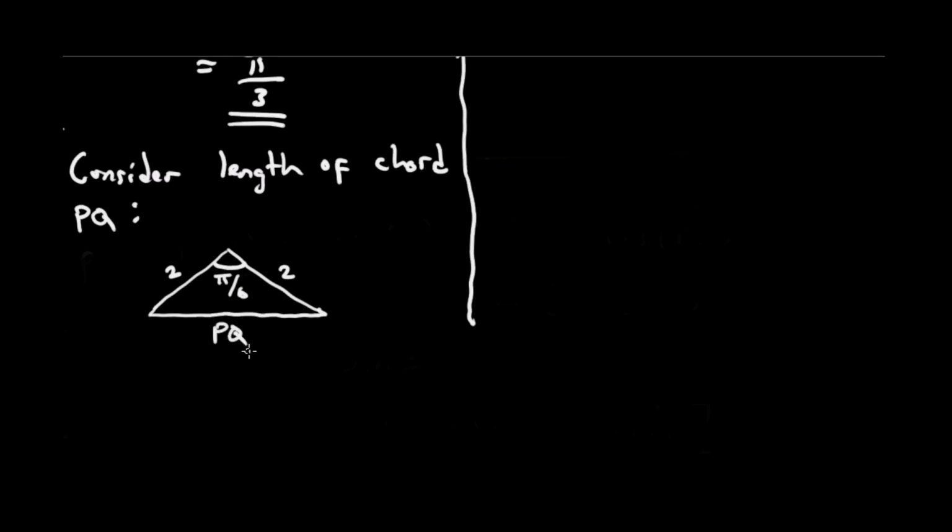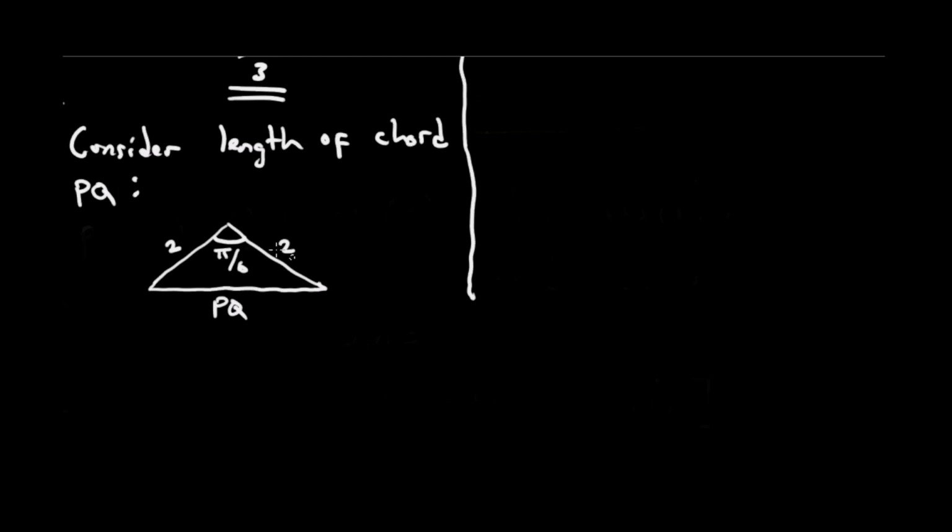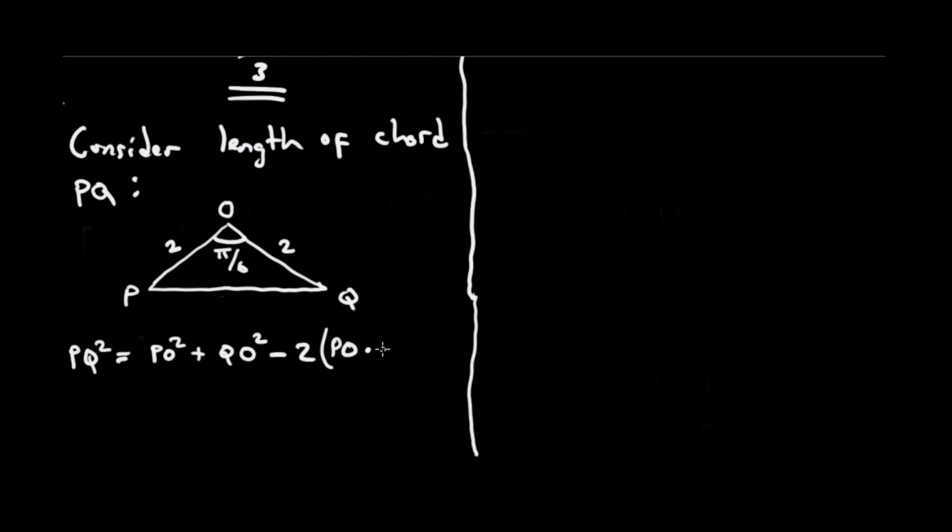This is PQ. Since here is O, here is P and here is Q, we will apply what? We will apply the cosine rule. Since we want to find PQ we use the cosine rule. The cosine rule says PQ squared is equal to PO squared plus QO squared minus 2 multiplying PO multiplying QO cos of what? Cos of pi over 6.